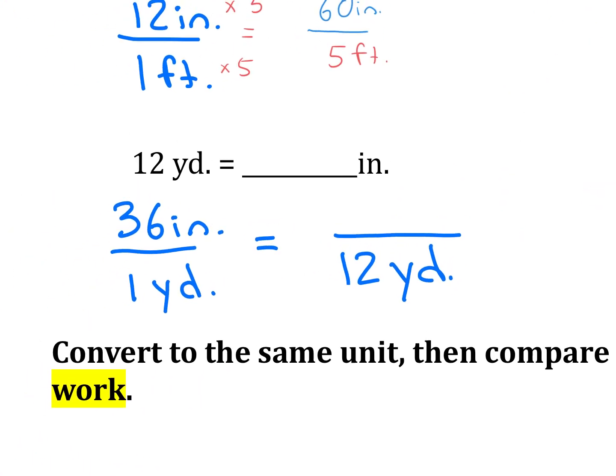Let's take a look here. So this time we're doing 1 times 12. So this time it's a big number. 36 times 12, what does that give me? You should get 432 inches.